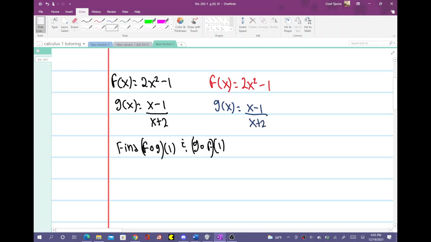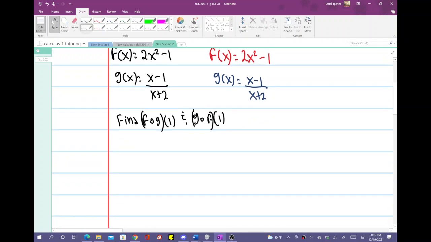And the composition of functions says that if we have a function f, and we do a composition, so f composed with g of 1, that means we're going to have f of g of 1, right? So we have to find g of 1 first.